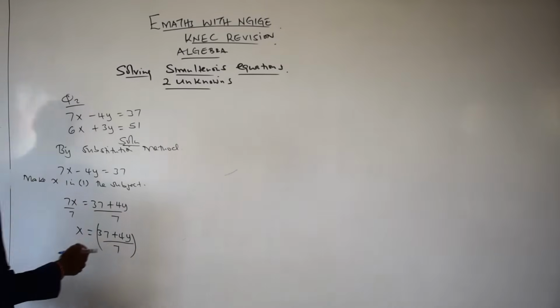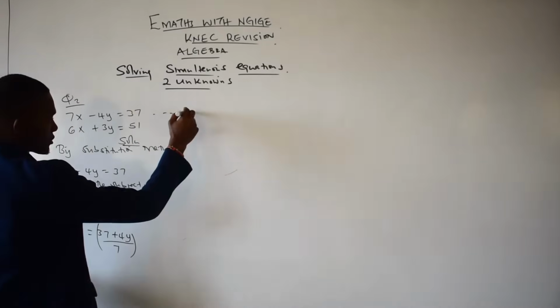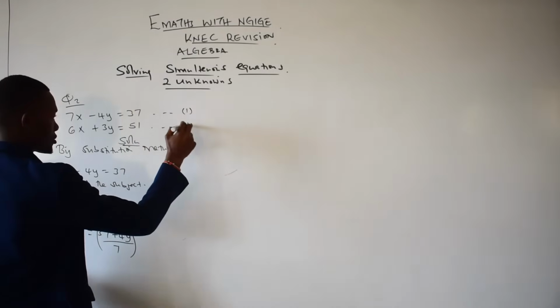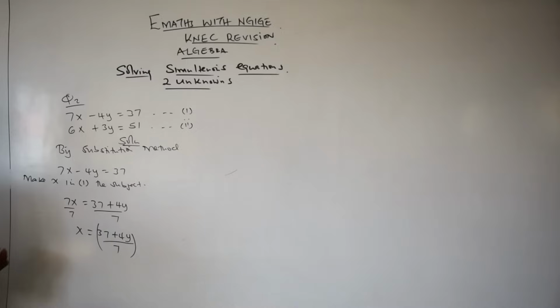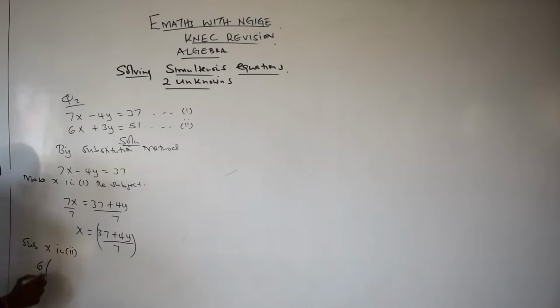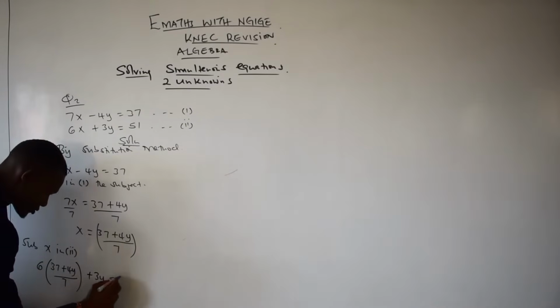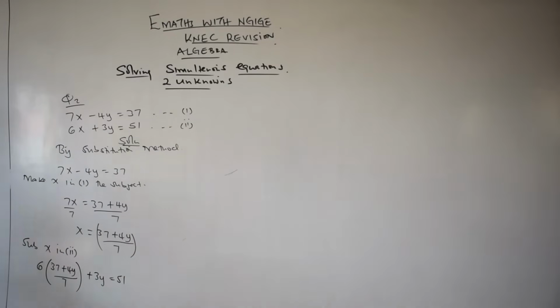Now let's substitute our value of x in equation number 2. So you can say this one is 1 and this one is 2. So substitute your x in 2. So we shall have 6, then our x is 37 plus 4y, over 7, then plus 3y equals 51.